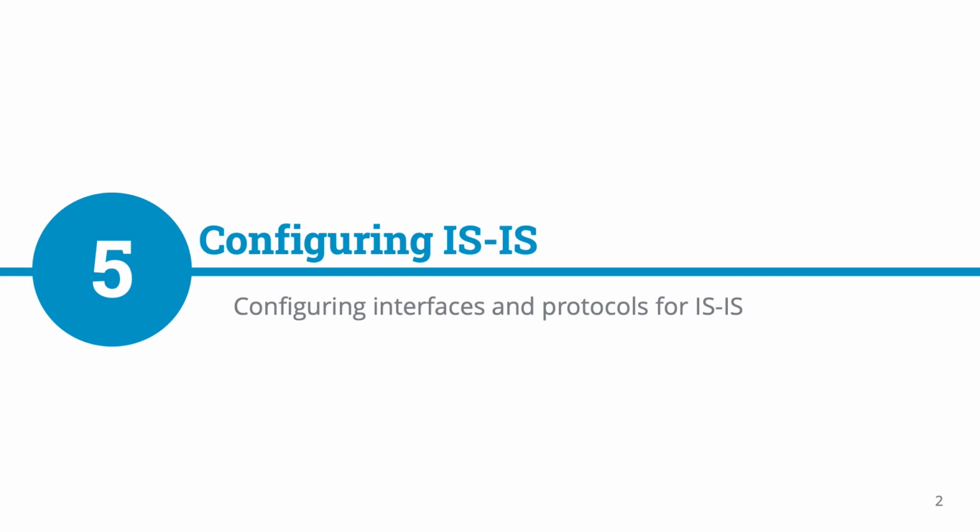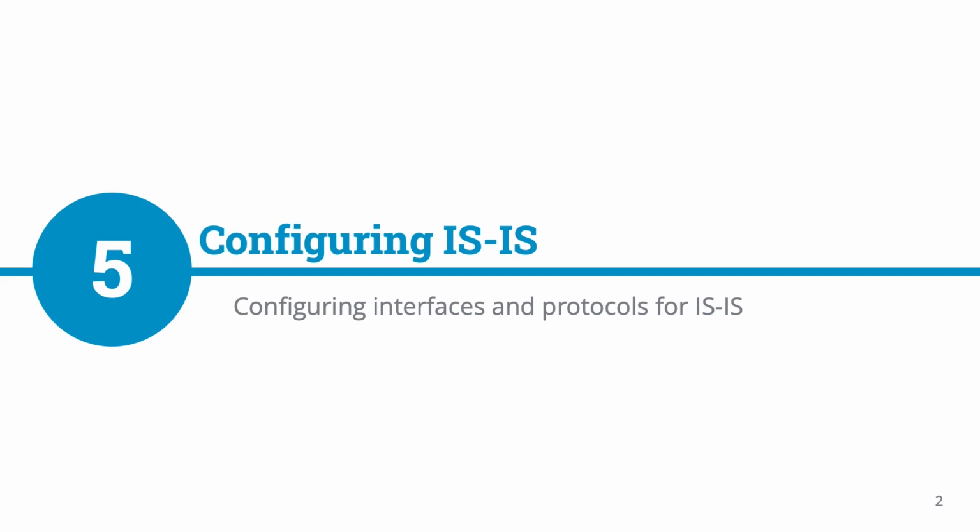ISIS was developed as a link state protocol for the OSI protocol stack. In the OSI protocol stack, we don't have MAC addresses or IP addresses. Rather, we have Network Service Access Points, or NSAP addresses. Because of this, ISIS does not use IP as the network layer protocol to exchange packets.